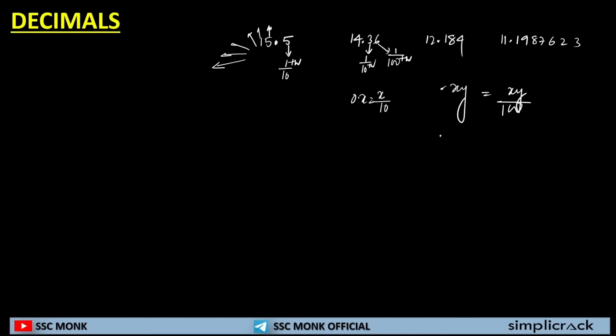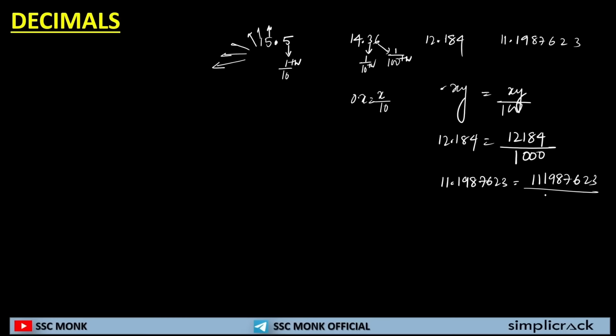Clear? So 12.184 can be written as 12184 divided by 1000. How many numbers are there after the decimal? 1, 2, 3. So three zeros. In case of 11.1987623, this can be written as 111987623 divided by 1 followed by seven zeros. How many numbers are after the decimal? 1, 2, 3, 4, 5, 6, 7. So this is how you can write decimal numbers. Clear? Sorted? This is the basic of a decimal number.